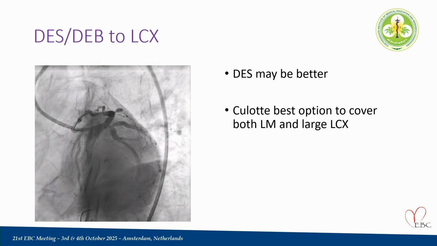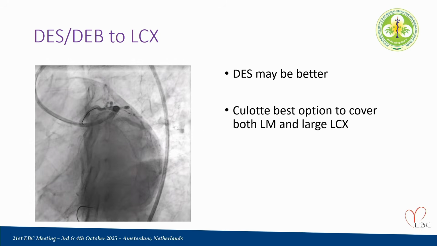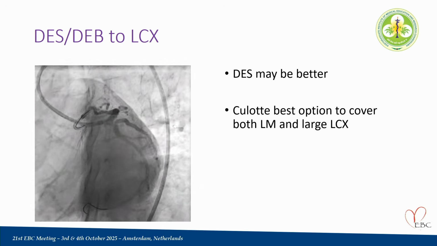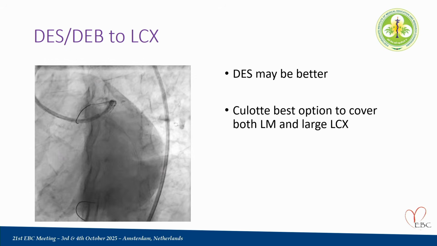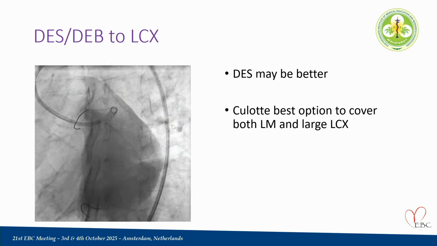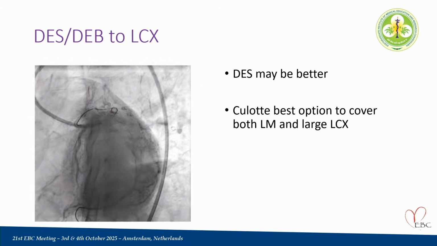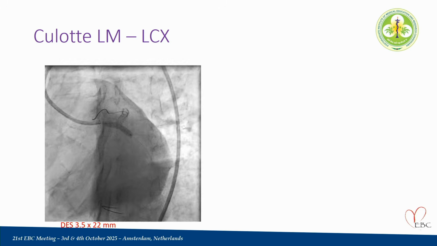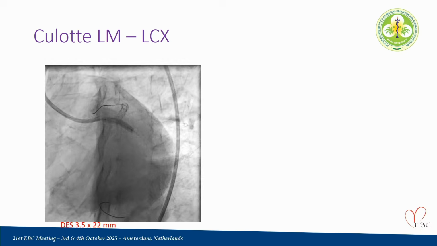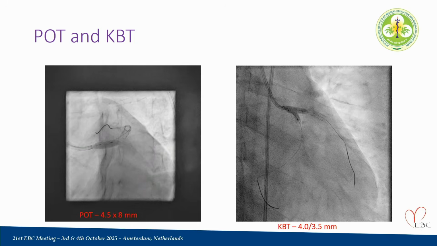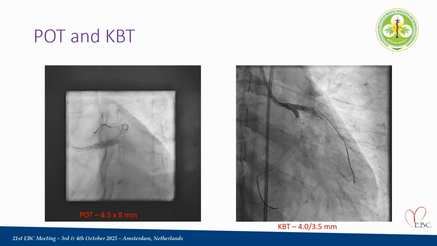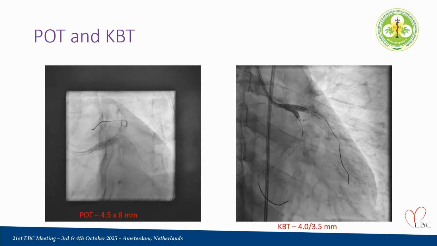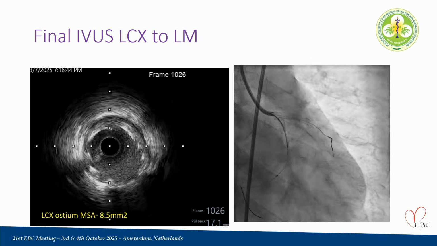I thought we'll convert it into a culotte, since we'll have more room for doing a POT in the left main, and also to have a proper result rather than using a DCB in such an angulated side branch, which is also very large. So we did a culotte from left main ostium to the circumflex using a 3.5 22 millimeter stent. And we did a POT with a 4.5 balloon and a final kissing balloon with 4 and 3.5 millimeter balloons in LAD and circumflex.